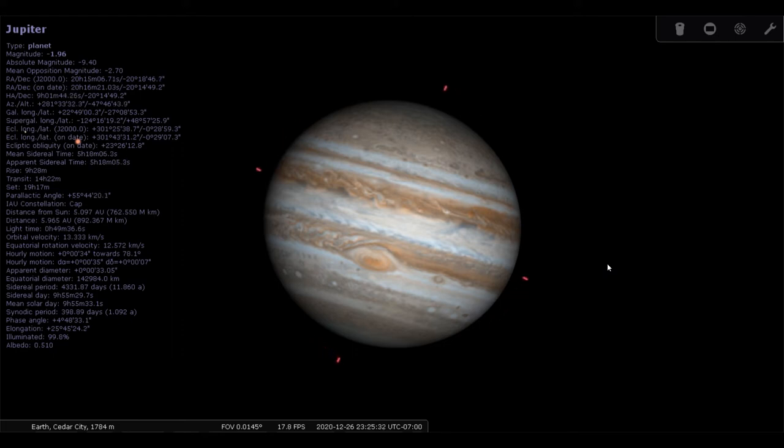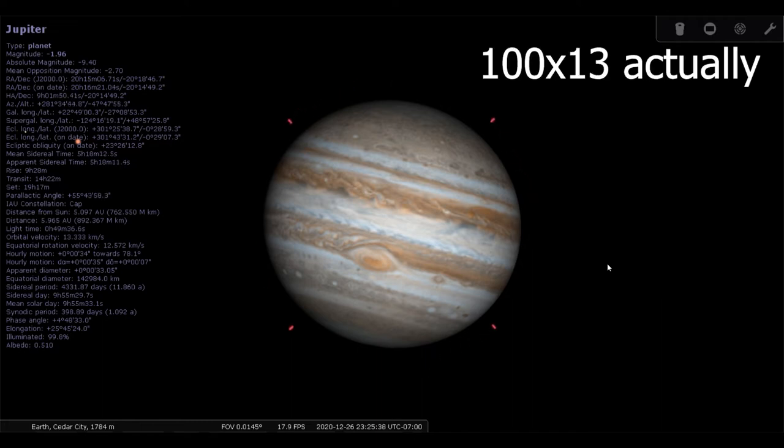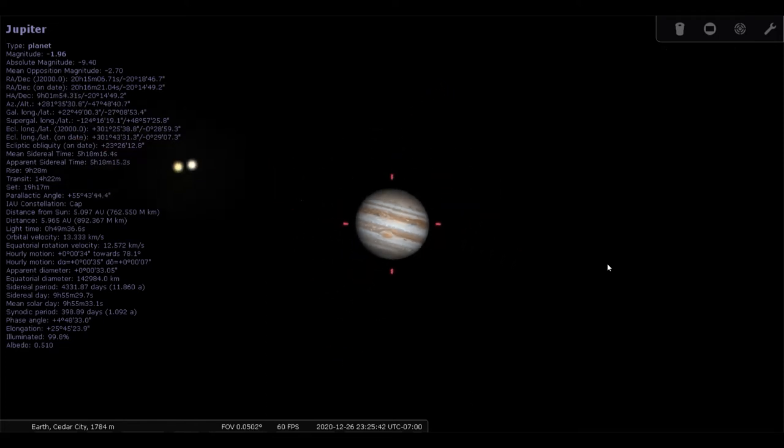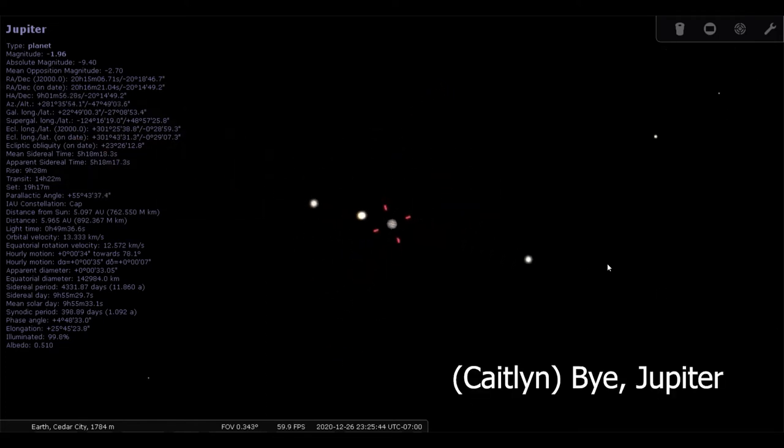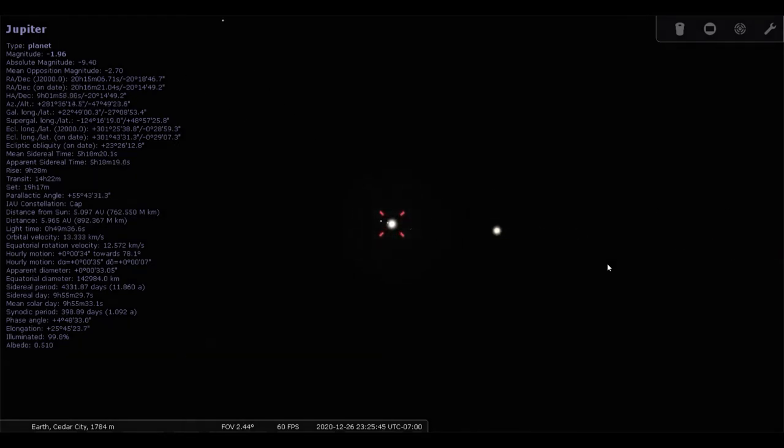You could fit something like 100-something planet Earths in the whole Jupiter. I don't remember exactly how many. So that's Jupiter.